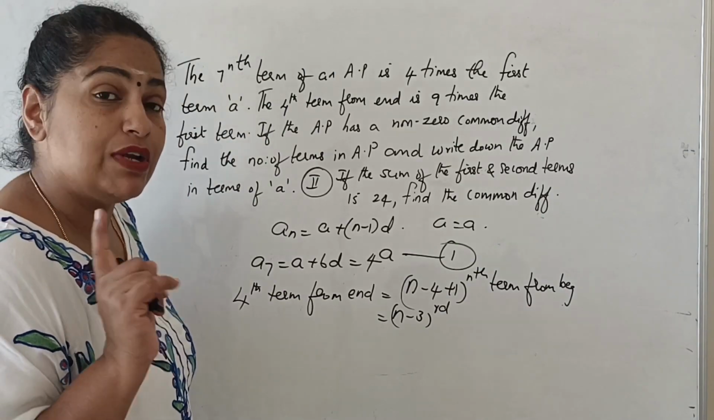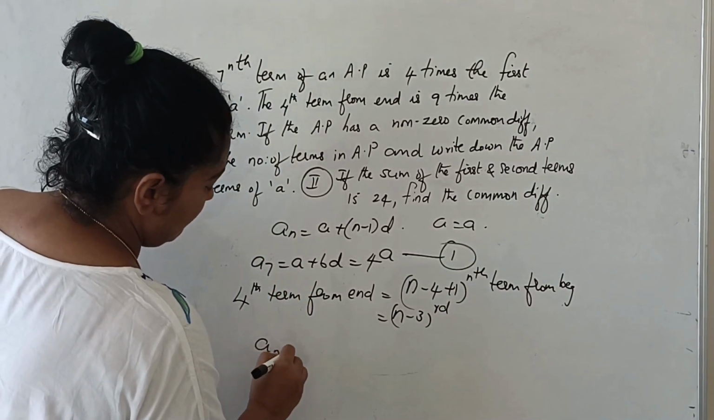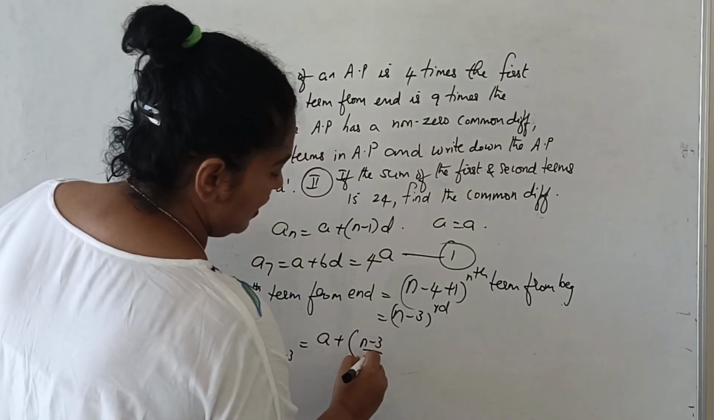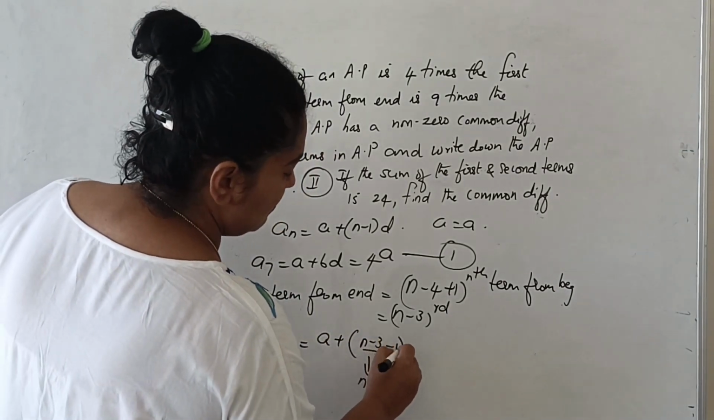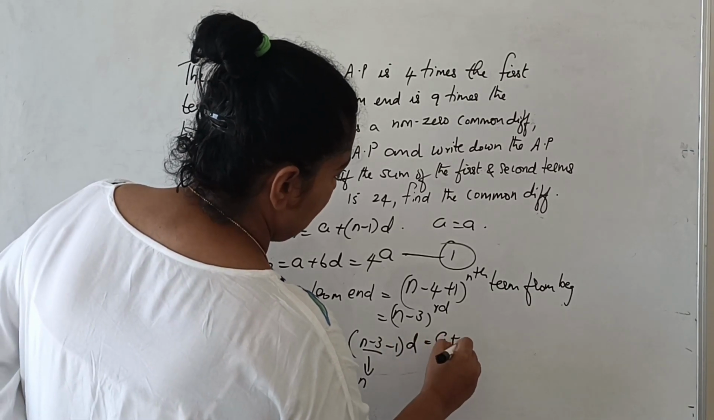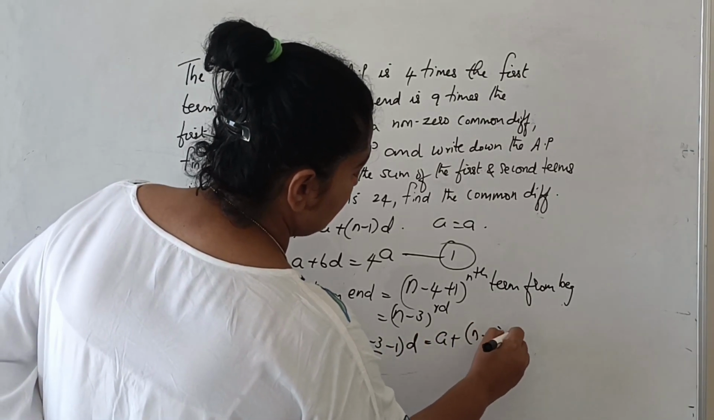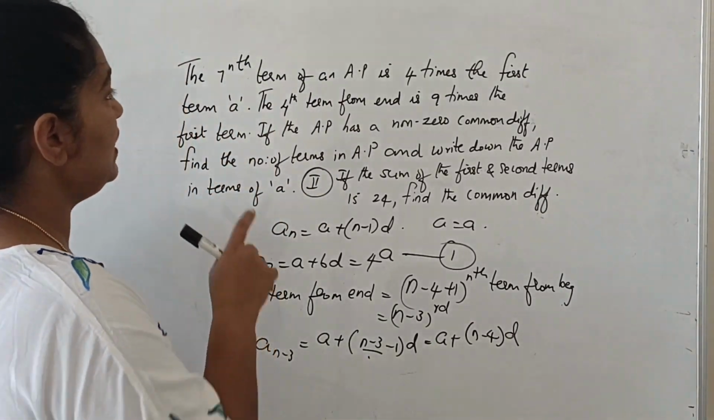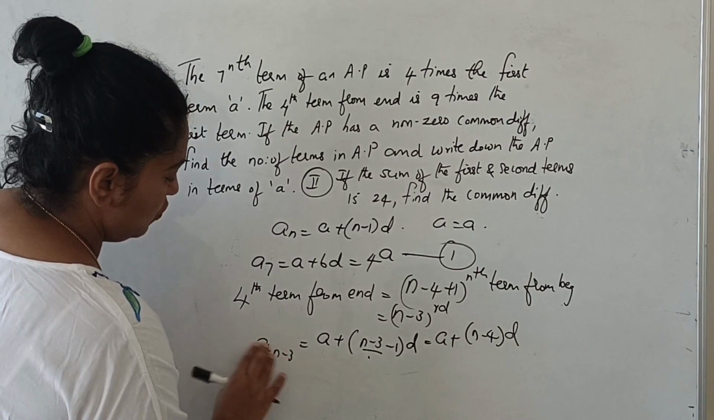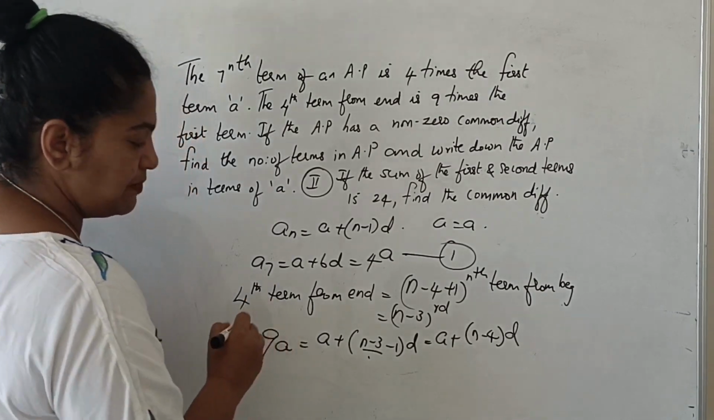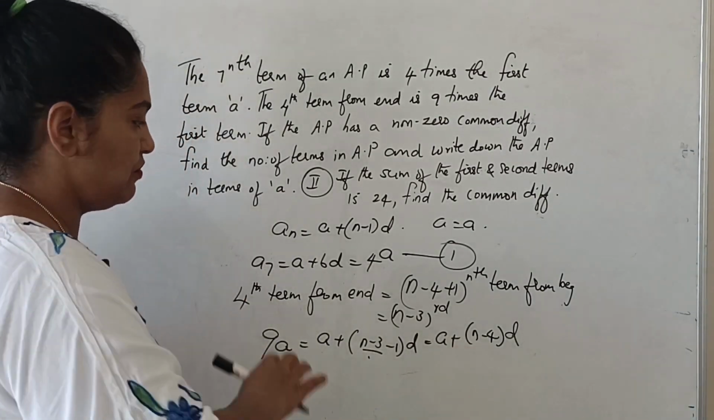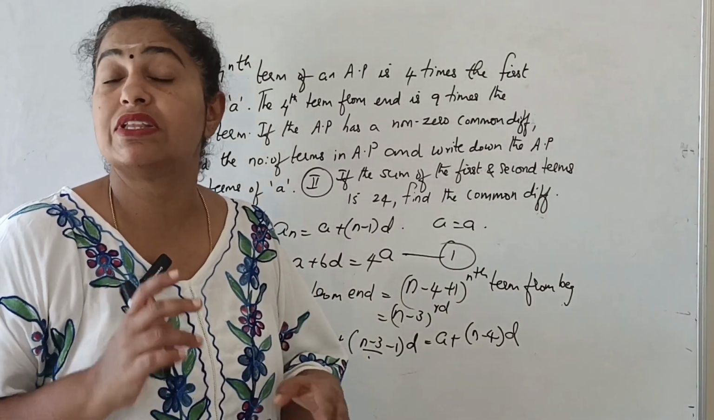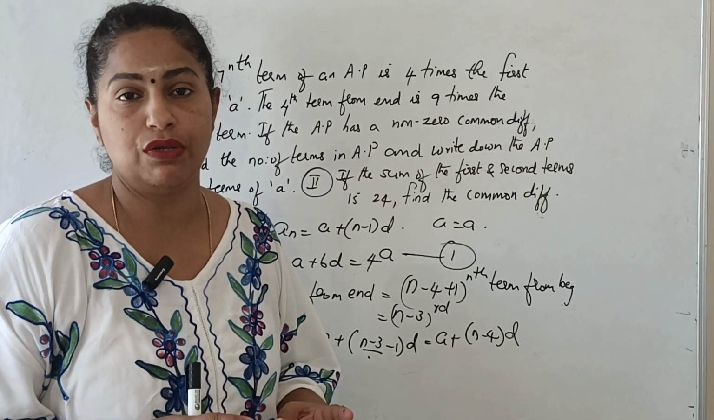Now let us write the formula for the (n minus 3)rd term, which is a(n minus 3) equal to a plus (n minus 3 minus 1) into d. So it is a plus (n minus 4) into d. Now this is given to be 9 times the first term, so this actually becomes 9a. Now let us rearrange this equation as well as the first equation, write it neatly and see whether we can get any particular value from these two equations.